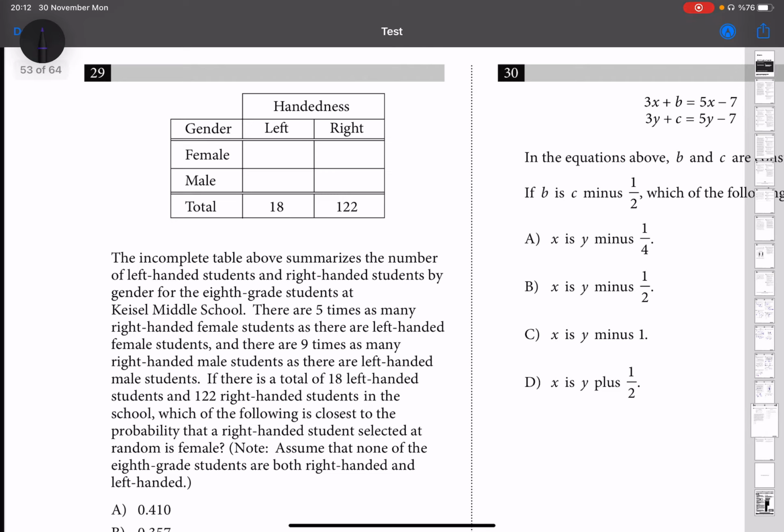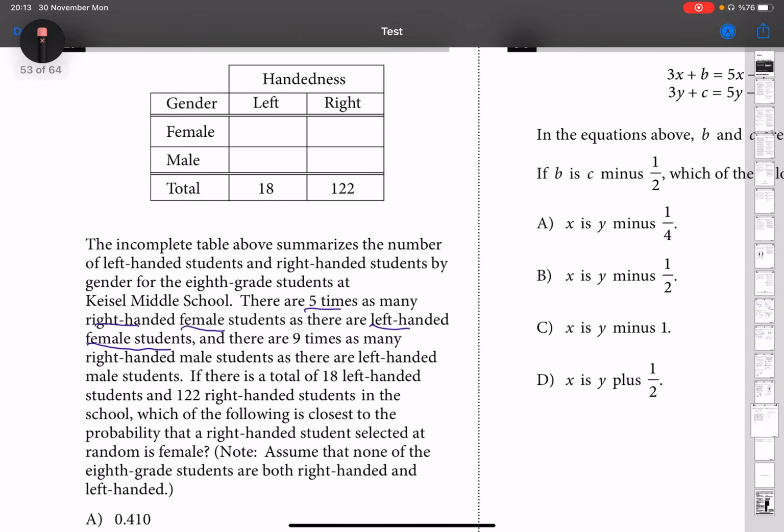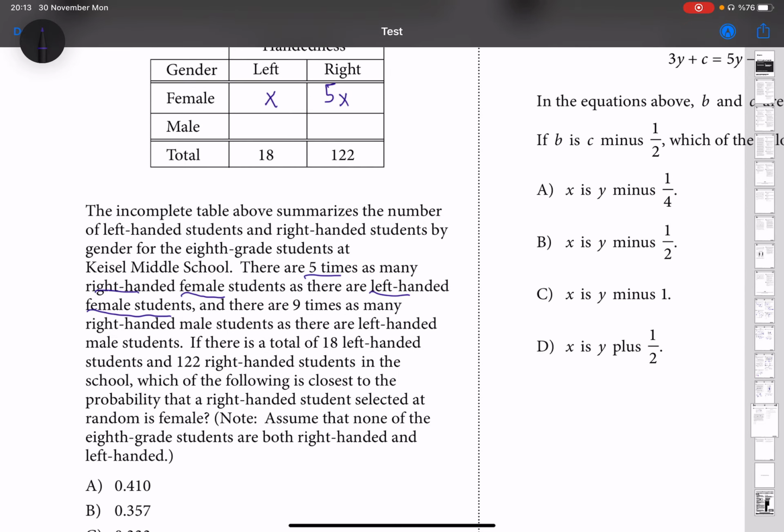Question 29. The incomplete table above summarizes the number of left-handed students and right-handed students by gender for the 8th grade students at Kaysal Middle School. There are 5 times as many right-handed female students as there are left-handed female students. They are both female, one is right-handed, one is left-handed, and 5 times. So let's substitute it right away, so we won't forget. If there are X female left-handed students, there should be 5X right-handed female students.